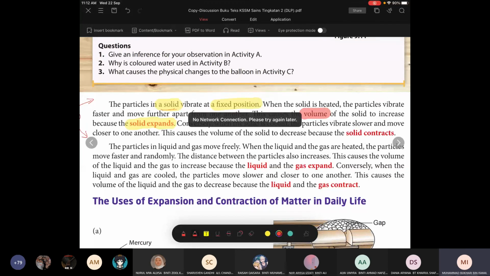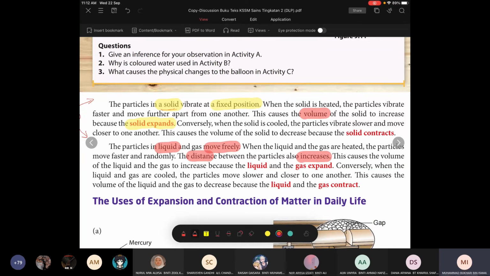Now let us go back to the case of liquid. In the case of liquid, the position of the particle is not fixed. It moves freely. When the liquid and the gas are heated, the particle move faster and randomly. The distance between the particle also increases. Remember, the distance increases. It is not the particle that increases in volume. The size of the particle remains the same. This causes the volume of the liquid and the gas to increase because the liquid and the gas expand.